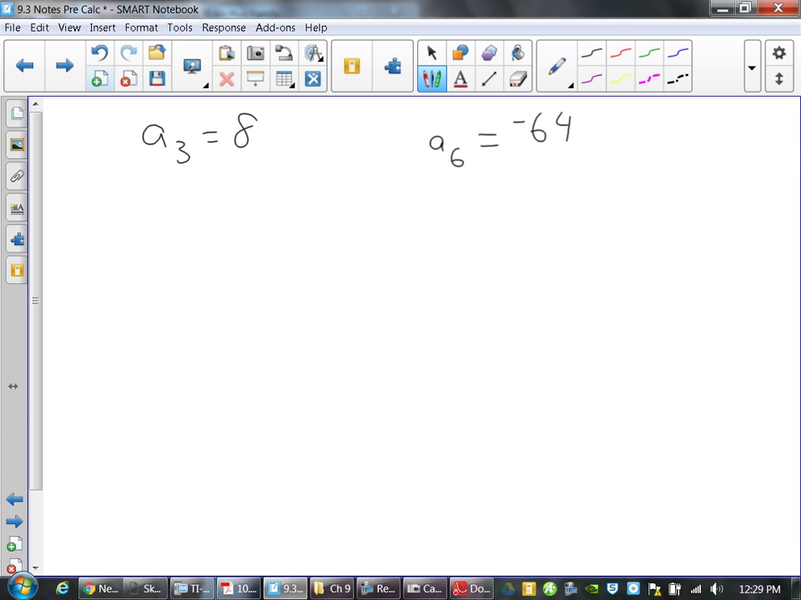If I need to write out the rule, in this case I've got the 3rd term and the 6th term. I need to figure out the system of equations thing. Yeah. The 3rd term is going to be the 1st term times the rate to the 3 minus 1. What is the 3rd term?